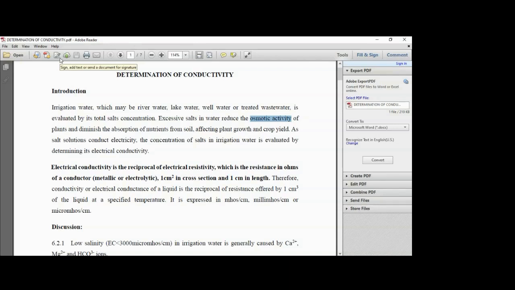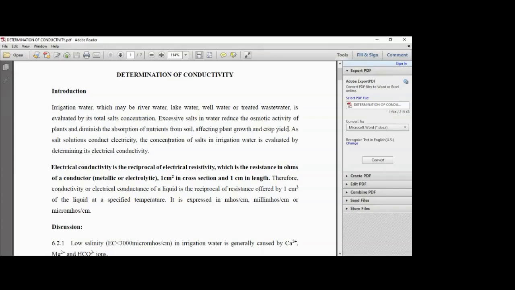So because of the osmotic activity, the plant transfers the nutrients and all that it needs from one point to another point, and that particular osmotic activity will get reduced. If this osmotic activity is getting reduced, what will happen? The entire plant will die, right? And also, particularly in irrigation, if there is a high amount of salt, the absorption of nutrients from soil will diminish, and eventually the plant growth and the crop yield will get affected. That effect means it will have a negative impact, it will die or it won't be giving us the targeted yield, right?